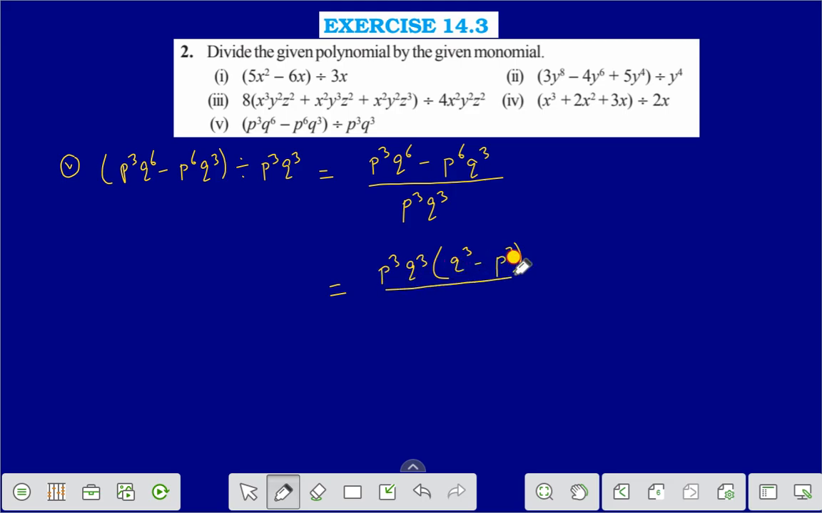divided by p cube q cube. This will cancel. Then we are getting the answer as q cube minus p cube. That is the answer of question number 5.